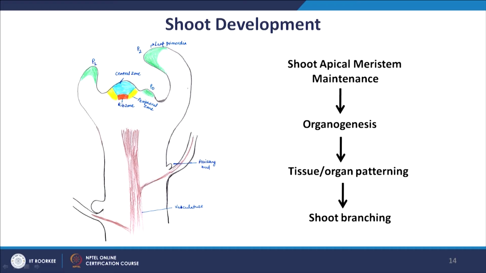So, during shoot development, the important processes which take place are shoot apical meristem maintenance, organogenesis, tissue and organ patterning, and then shoot branching. Shoot branching normally occurs through the axillary buds, and of course, vasculature is equally important.